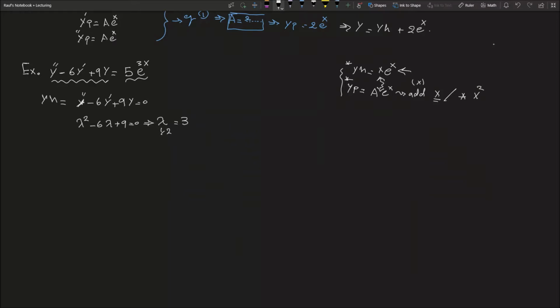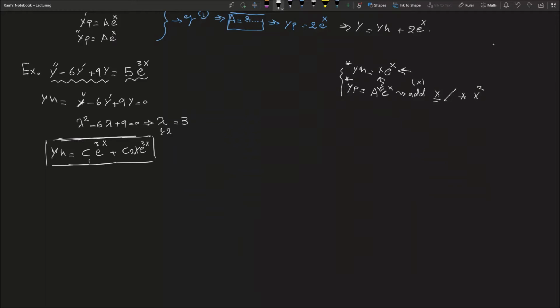Repeated roots case. Now you can say your homogeneous solution equals C1 multiplied by e to the power of 3x plus C2 multiplied by x multiplied by e to the power of 3x. So this is our homogeneous solution. That's 50% of the problem solved.